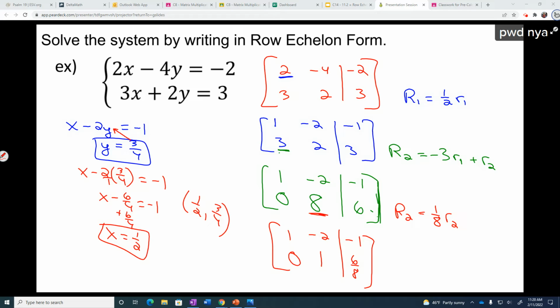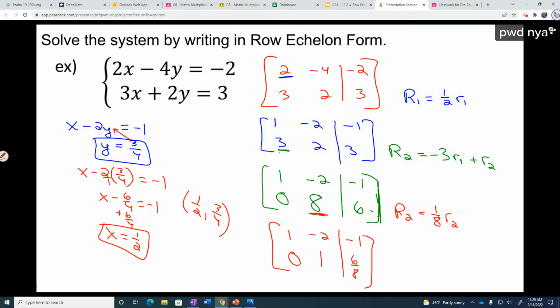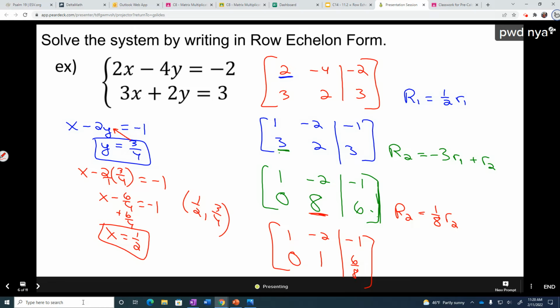Starting to get the hang of it a little bit. Kind of the same pattern, right? Change this one, you might need to multiply by something. Then we need to change this to a 0, so we multiply row 1 by something and add it. Then we need to make this a 1, so we multiply by something. So it does follow a pattern once you start to get it down.